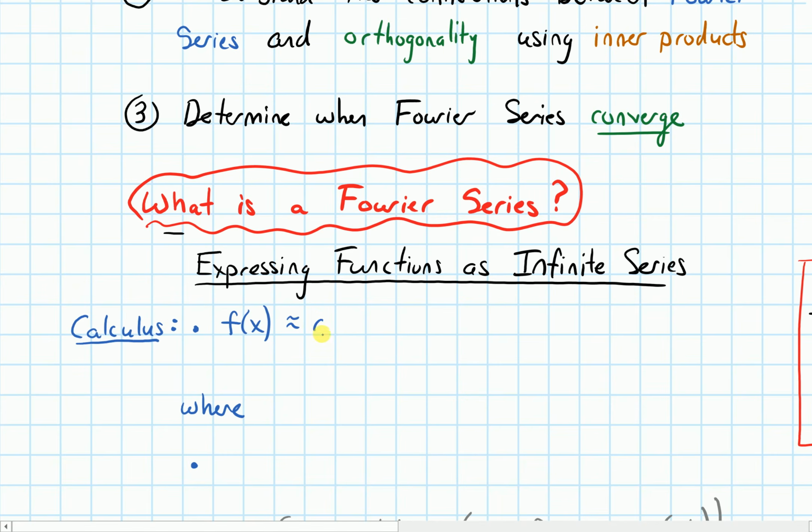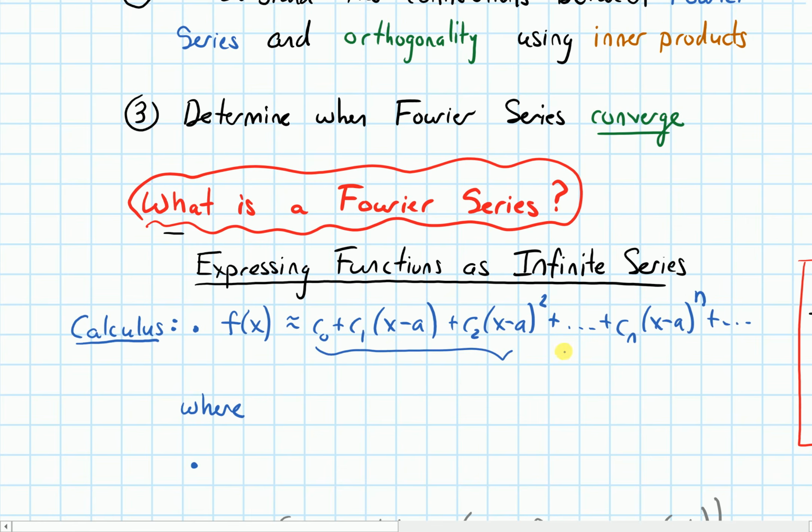So I'm going to write that as c naught plus c1 times x minus a plus c2 times x minus a squared. So we're starting to get some polynomial terms, plus dot dot dot, plus cn times x minus a to the n, and then plus dot dot dot. So this is an infinite polynomial. Or sometimes called the Taylor series.